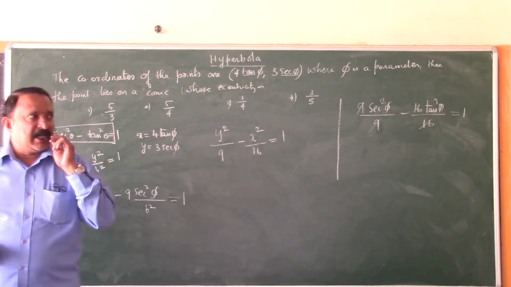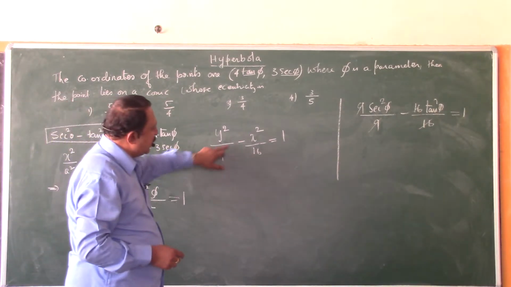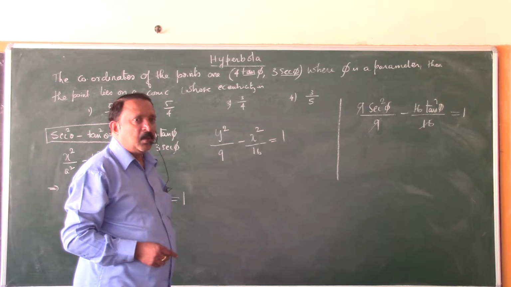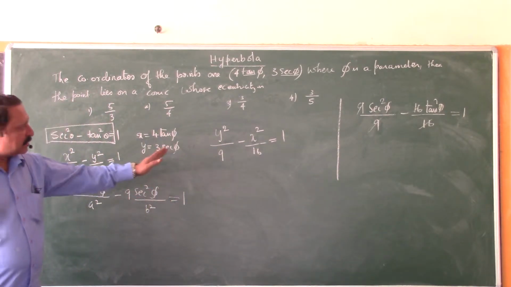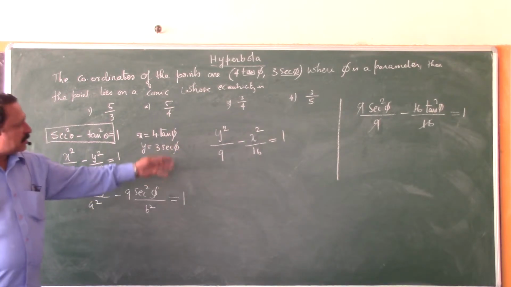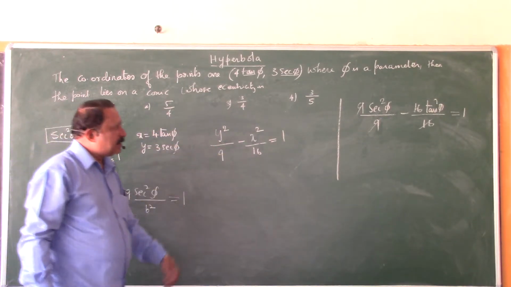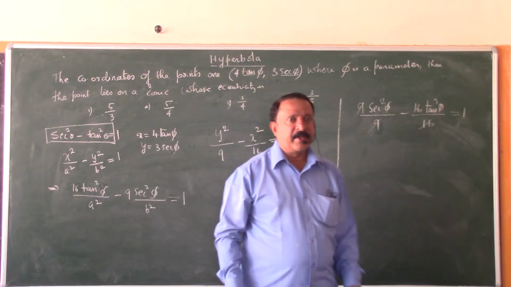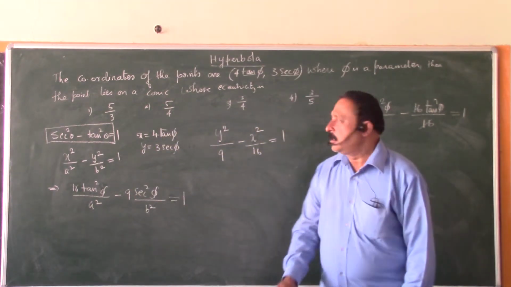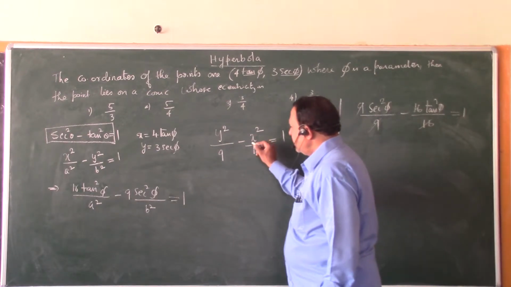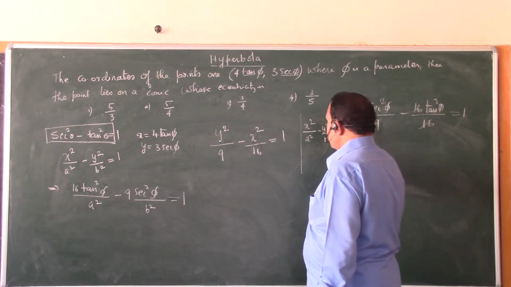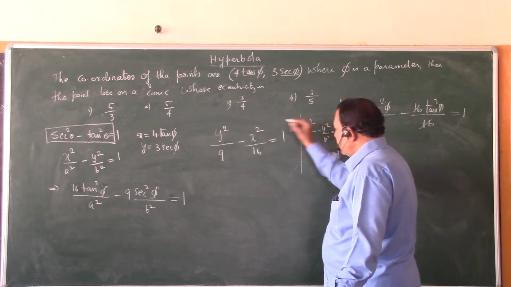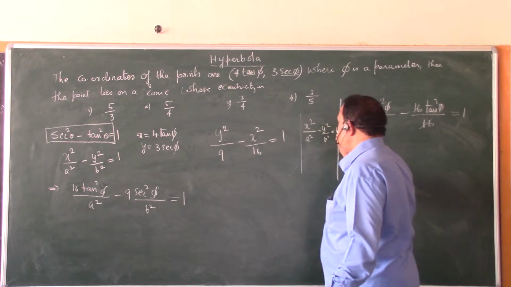So we get the equation of the ellipse as y square by 9 minus x square by 16 is equal to 1. Not ellipse, hyperbola. We get the equation of hyperbola as y square by 9 minus x square by 16 is equal to 1. Now this is a hyperbola. The usual, regular hyperbola is x square by a square minus y square by b square is equal to 1. But here we have got y square by 9 minus x square by 16 equals 1.